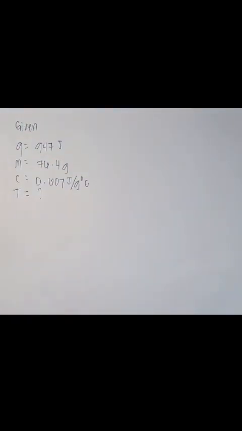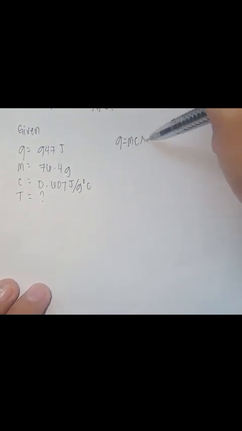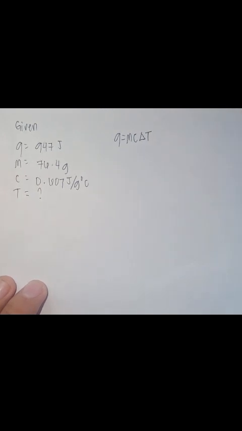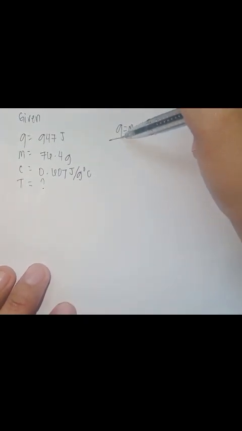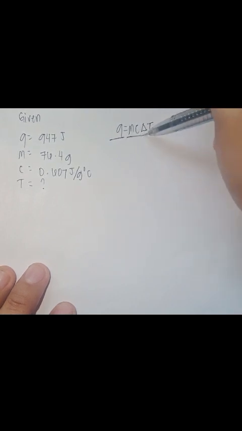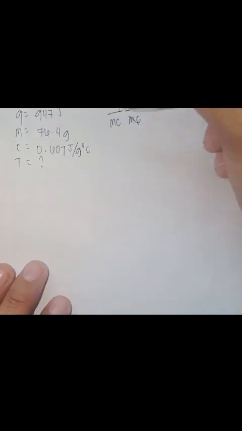So, what formula will we use? So, the original formula is Q equals mc delta T. Since T is what we are looking for, we divide both sides by mc. So, we cancel the mc. And the formula that we will use is delta T equals Q over mc.